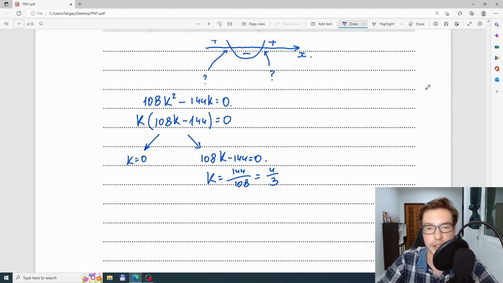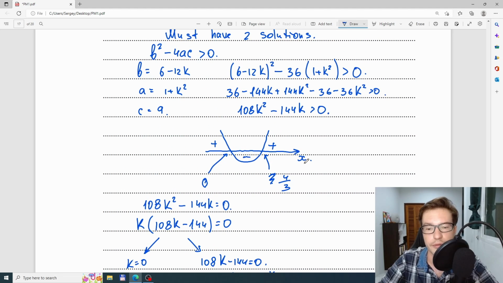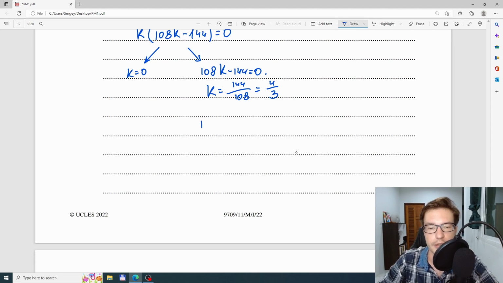Okay, let's go back to our sketch. Now we know that this value is 0, and the one on the right is 4 over 3. Now we're looking for the values for which the quadratic is bigger than 0. So that means everything to the left of 0 will make the quadratic bigger than 0, and everything to the right of 4 over 3 will also make the quadratic positive. So that means k should be less than 0, or k should be bigger than 4 over 3. That will be my final answer.